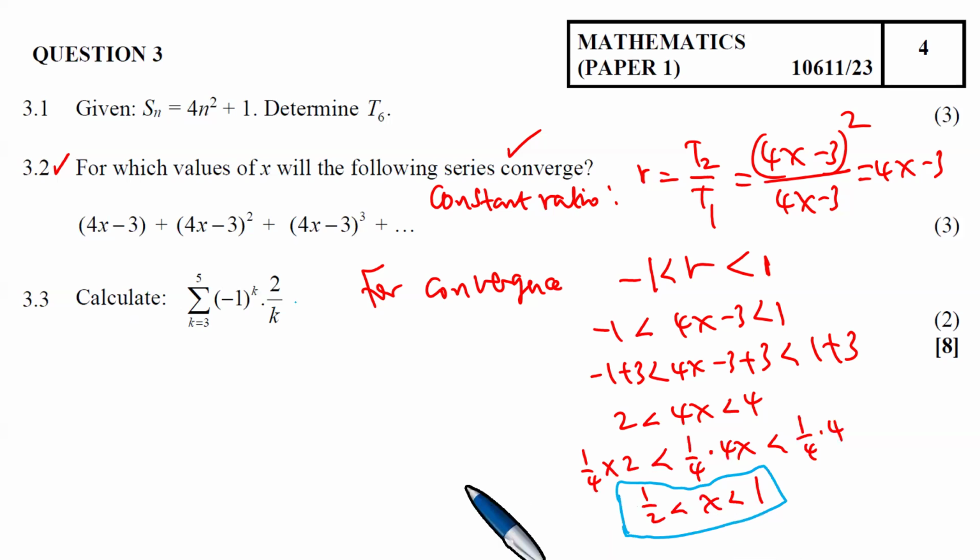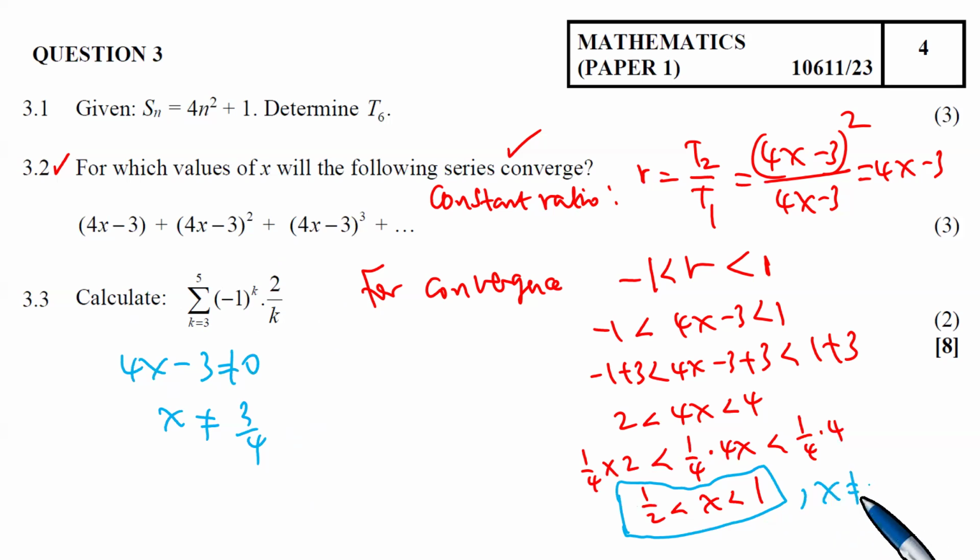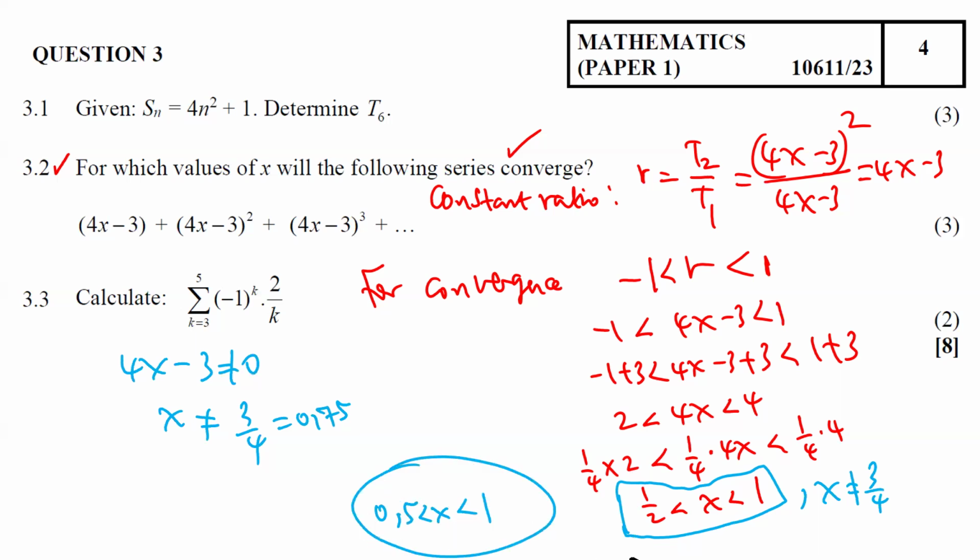But you must indicate that in the end, you must also make sure that 4x minus 3 is not equal to 0, which means that x is not equal to 3 out of 4. So x indeed lies between 1/2 and 1, but you're effectively saying that x is not equal to 3 out of 4, because 3 out of 4 is 0.75, and 0.75 is surely between 0.5 and 1. You get the point?